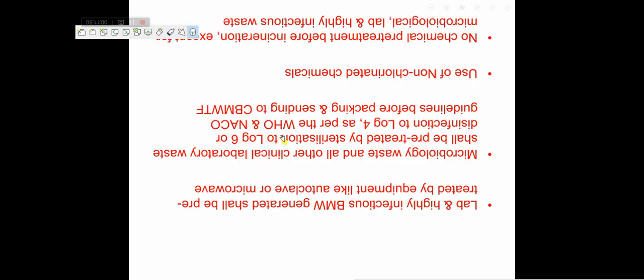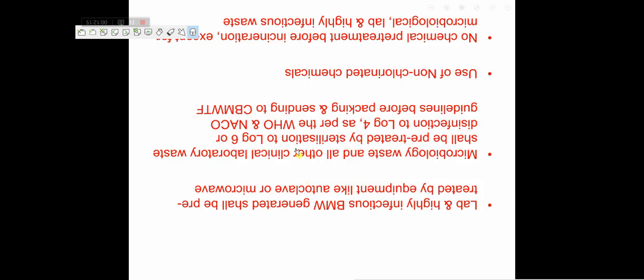Now labs and highly infectious BMW generated shall be treated by equipment like autoclave or microwave. So for highly infectious waste, we should always treat it before disposing, with the autoclave or the microwave, because they will kill the bacteria and microorganisms which are harmful.